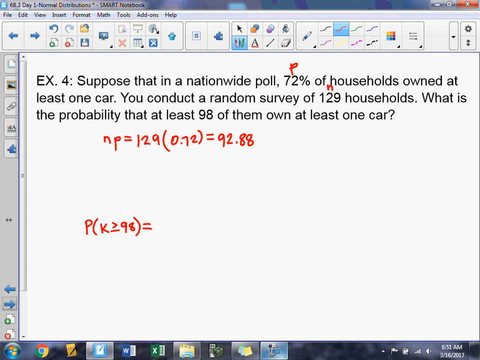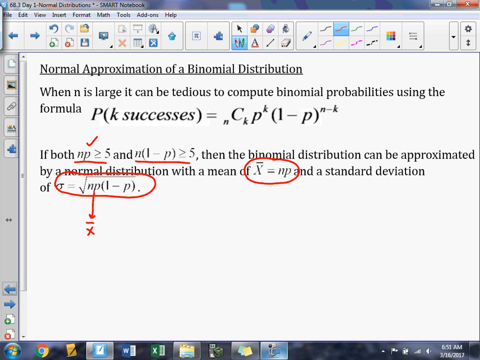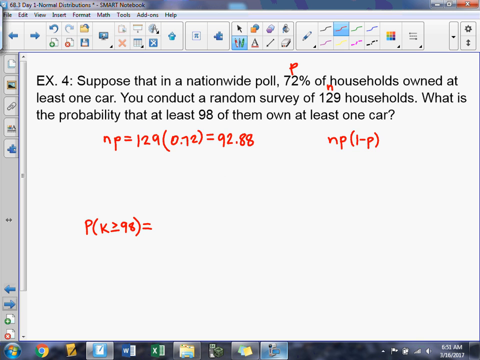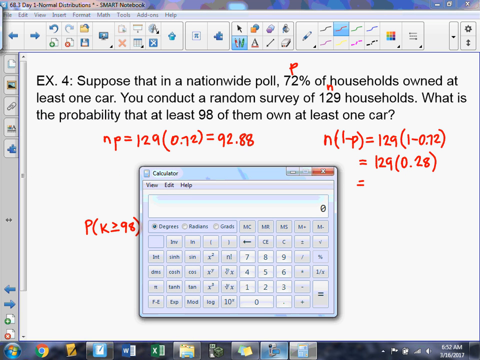Now you would want to try that, n times 1 minus p. So that was our formula from over here. N times 1 minus p, not n times p, my bad. Let's erase that. N times 1 minus p. I look back. So n, again, is 129. 1 minus p would be 1 minus 0.72, which is the probability of failure. So we're doing 129 times 0.28. So if we multiply those together, 129 times 0.28, that gives me 36.12.